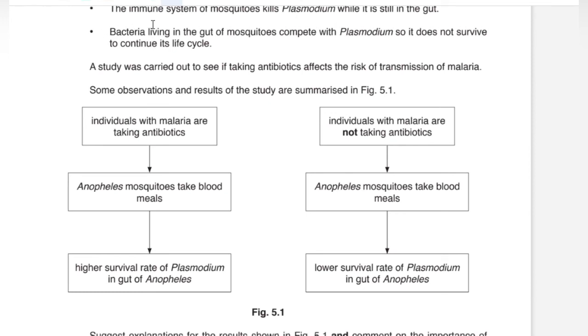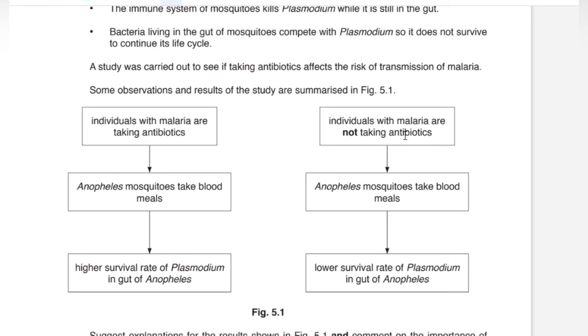And if these bacteria are killed, that means there is no competition for Plasmodium in the gut of Anopheles. That means the Plasmodium would remain alive in the gut of Anopheles, and it would then be transferred into the next uninfected person that the Anopheles mosquito takes a blood meal from.